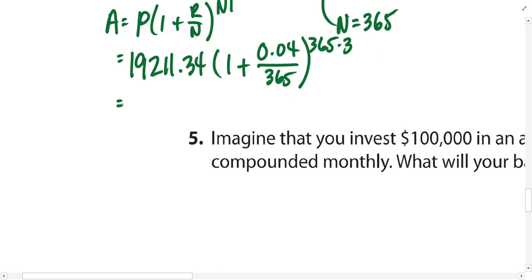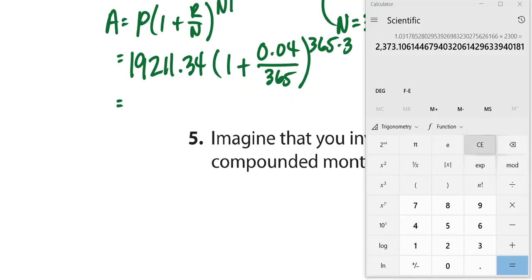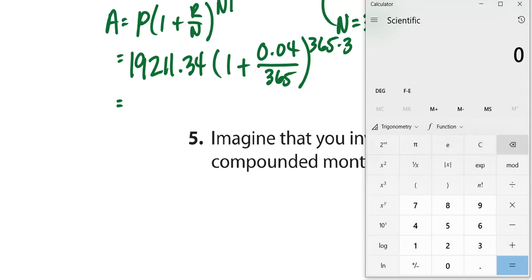So again, with a basic calculator, I would clear everything now to start fresh here. And start with the innermost parentheses and follow the order of operations. 0.04 divided by 365, press enter, and add 1. I'm not going to touch this decimal. I'm going to leave that in the calculator. And now that we're finished with the innermost parentheses, we can raise this to a power of 365 times 3. My calculator has parentheses, so I'm going to use them. If your calculator doesn't, then it might be a good idea to figure out what 365 times 3 is before you do this next step.